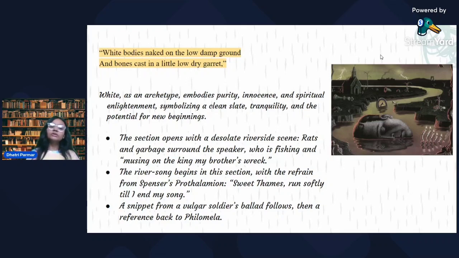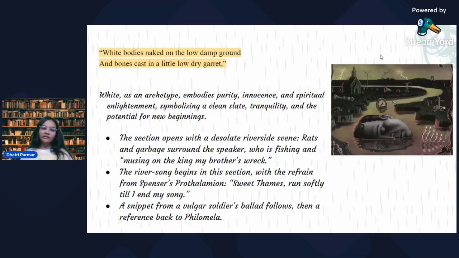The section opens with a desolate riverside scene. Rats and garbage surround the speaker, who is fishing and musing on the king my brother's wreck. So basically, there is a connection to the myth of the Fisher King. The Fisher King was a king, and his knights were doing sins, basically indulged in sexual intrigues, and that turned into sins, and that leads to the ill health of the king. And for that, the king needs the Holy Grail, which was from, of course, Jesus, and Eliot takes it here to convey the message.